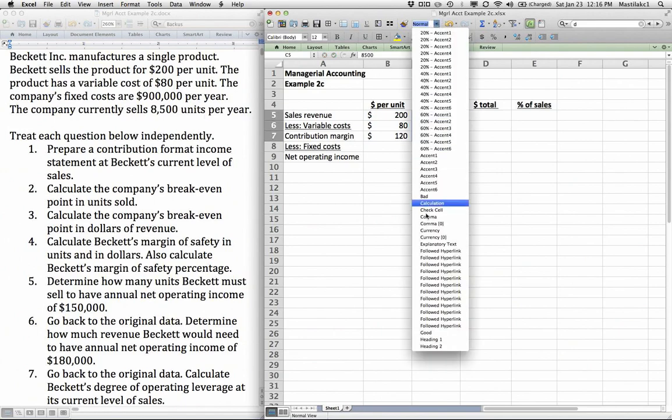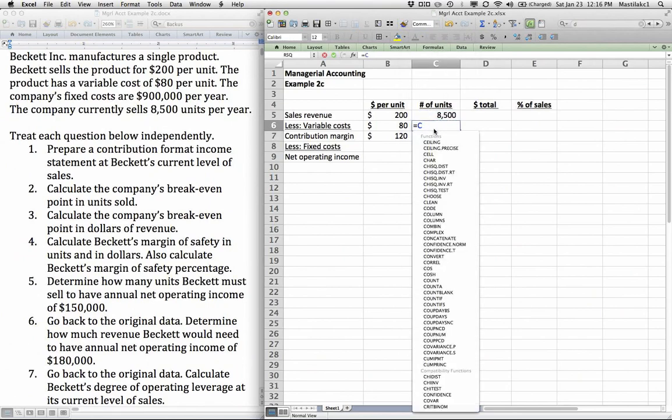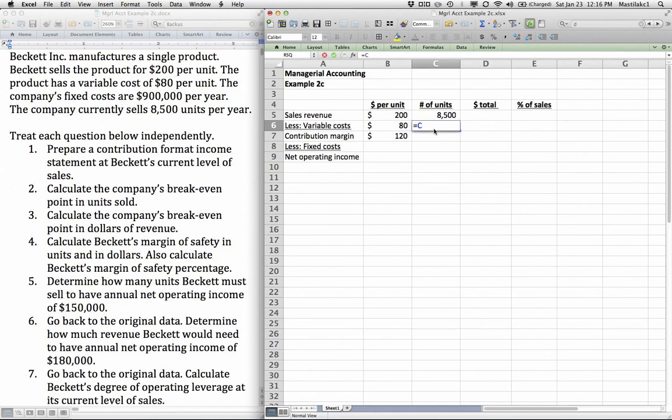And what I'm going to do with these is I'm going to set the number of units for the variable cost column equal to cell C5, which is the number of units in the sales revenue row. And I'm going to do the same thing for contribution margin, so that if we were to change the number of units being sold, the number of units for everything else would stay the same. So I'm going to set those all the same. Now our total is simply going to be the dollars per unit times number of units.